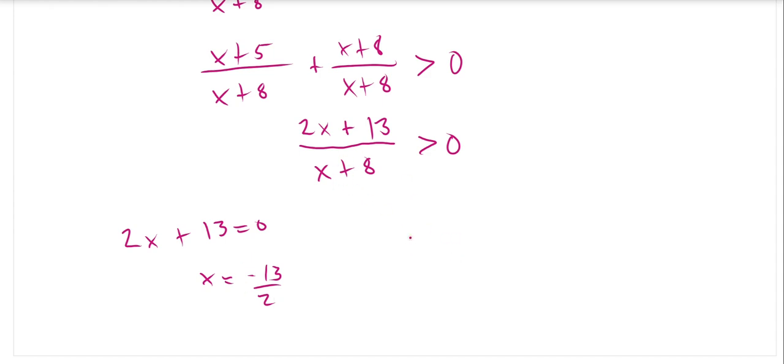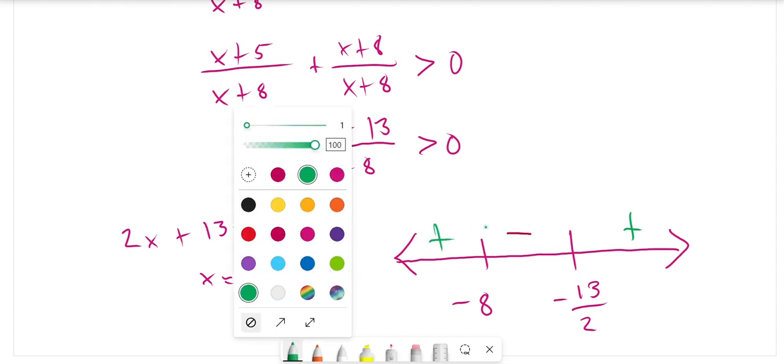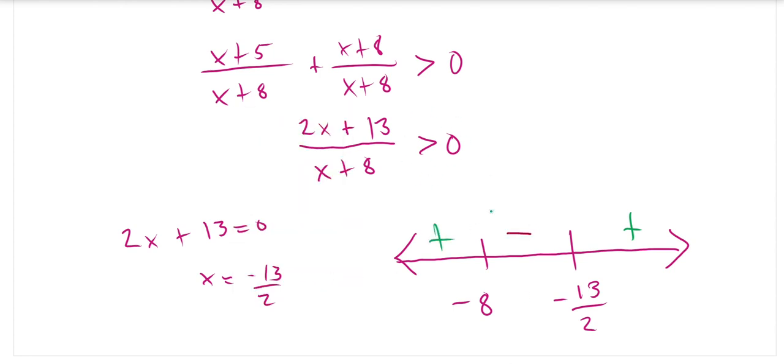Here we have negative 8, so let's mark a number line with minus 8 and minus 13 over 2. If I were to plug in 0, we could see that this would be overall positive, because we'd have 13 over 8. And if I were to then change sign around these critical values, each with multiplicity 1, we would have the following changes of sign: a minus here and a plus here. The question is, where is it greater than 0?